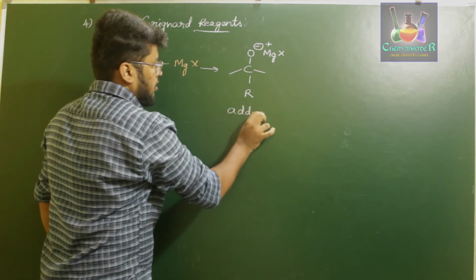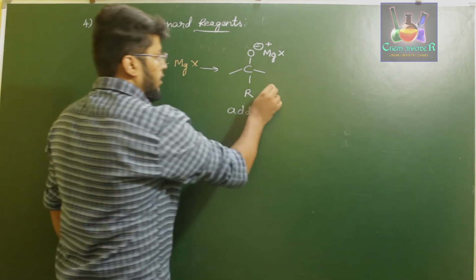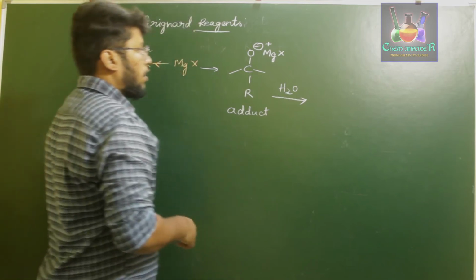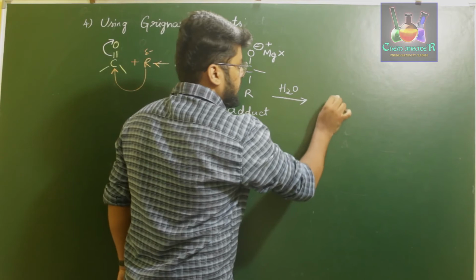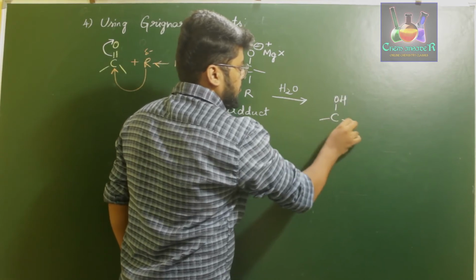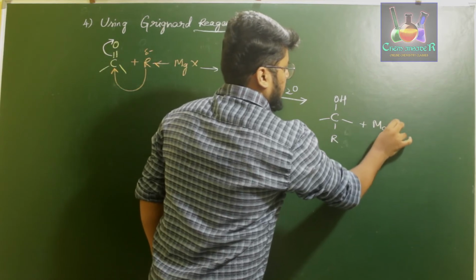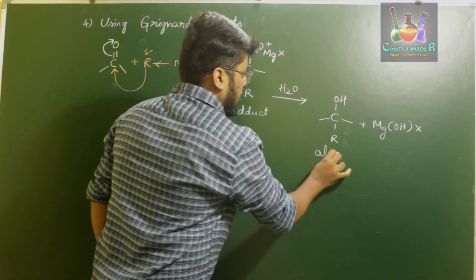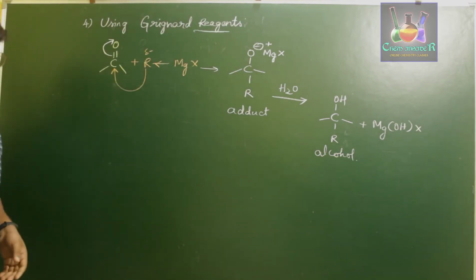This adduct, when treated with a water molecule, or on hydrolysis, forms alcohol, that is COH R, plus MgOH X. So this is our desired alcohol molecule. This is how the reaction takes place.